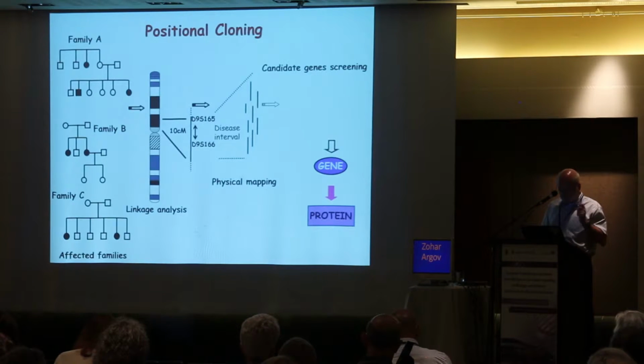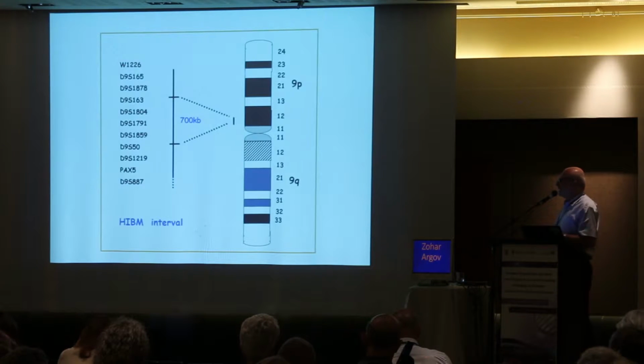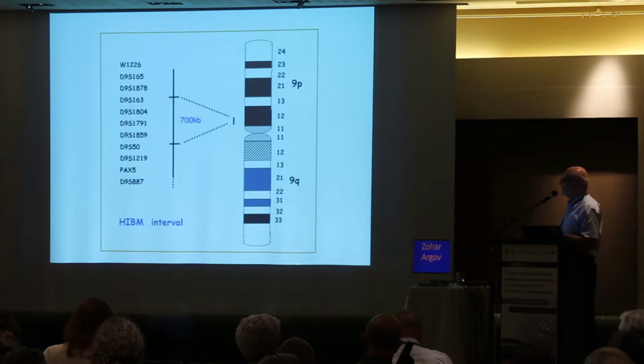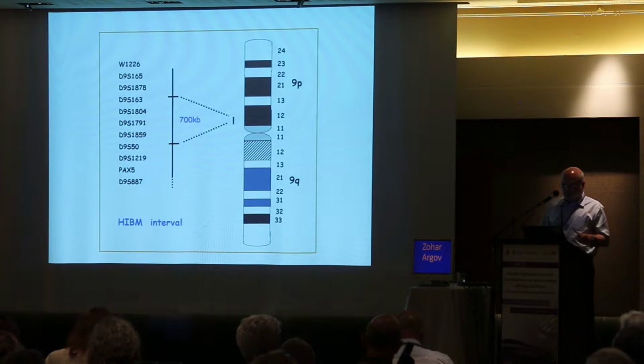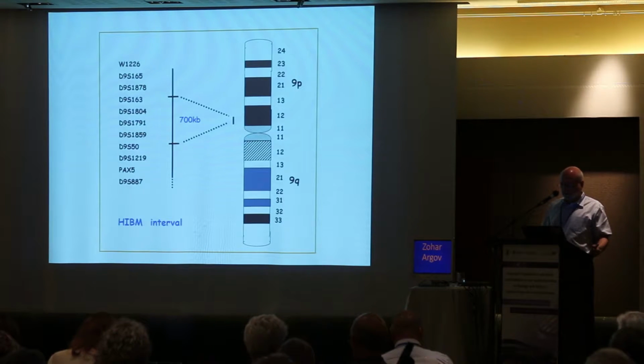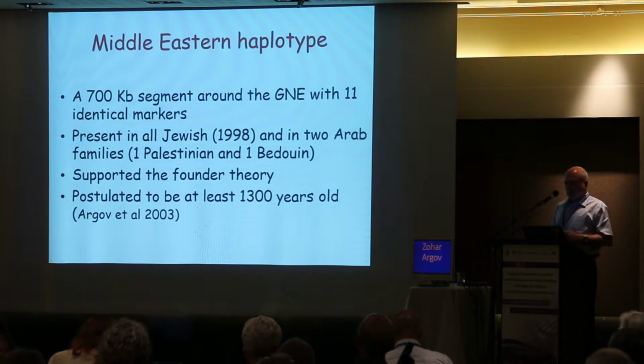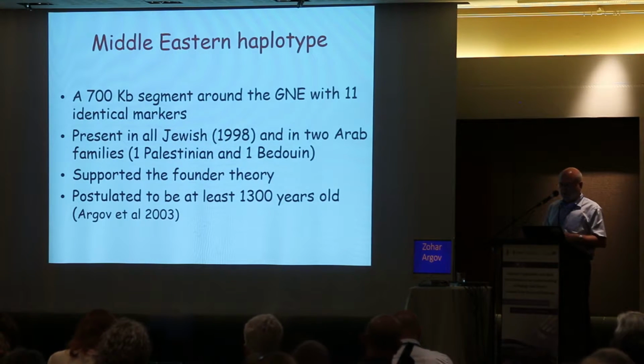I'm mentioning it because it will be important for trying to age this mutation, because very slowly, before Iris identified the gene, we came down to a certain haplotype, the HIVM haplotype, which was 700 kilobases on chromosome 9. This haplotype was around the GNE gene. At that time, we didn't know that the disease is related to GNE.